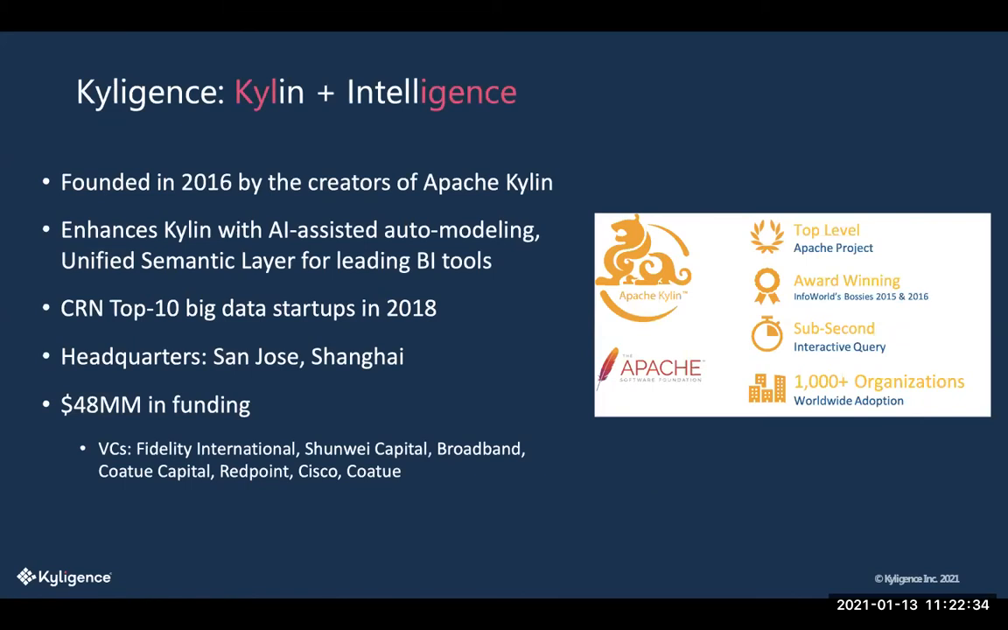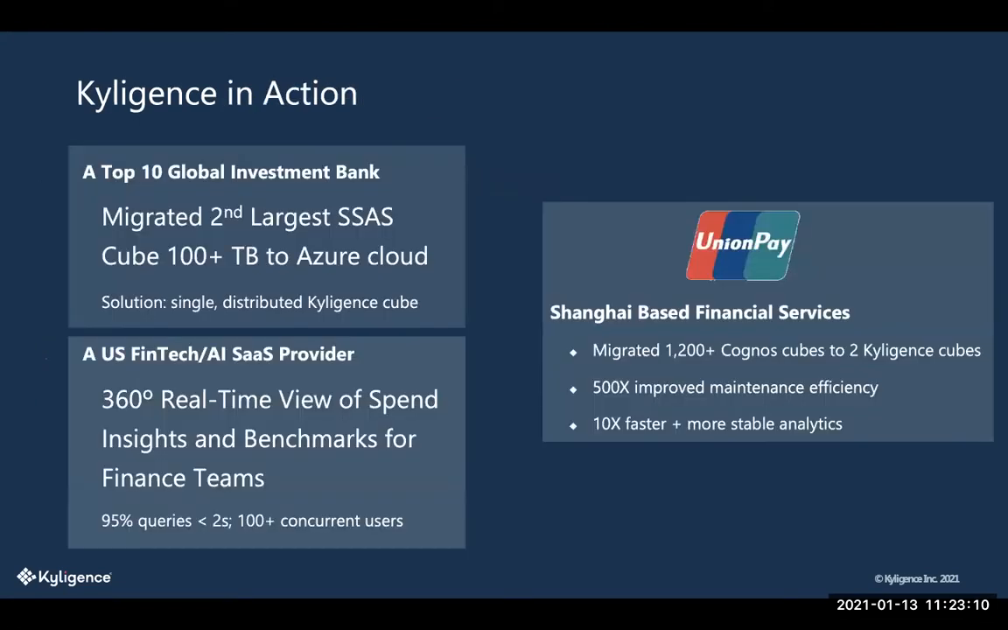The company was founded in 2016, and what we have done is we've added intelligence, we've added AI-assisted data modeling. The data model Rachel showed was pretty simple, but for much more complex data models, we have AI-assisted modeling. We also provide that transparent semantic layer that Rachel demonstrated. We were a top 10 big data startup in 2018 from CRN, and we're headquartered in San Jose and Shanghai. And you see our funding and our VCs there.